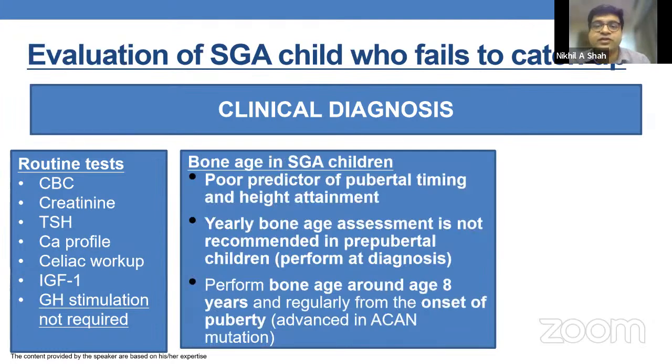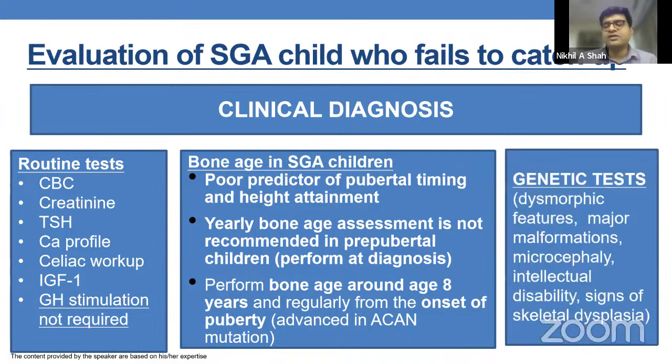So bone age is usually very accurate in children with short stature, but in SGA children, it tends to trick us. In SGA children, bone age is a poor predictor of pubertal timing and height attainment. Yearly bone age assessment is not usually recommended in pre-pubertal children. So we usually just perform it at diagnosis. And then we repeat the bone age around 8 years of age and regularly from the onset of puberty, as it helps us to pick up cases where there is advanced bone age, especially in cases of ACAN mutation. Genetic tests, do we do them routinely in SGA children? No. Genetic tests are only indicated if there are some dysmorphic facies, major malformations, microcephaly, intellectual disabilities, or signs of skeletal dysplasia.